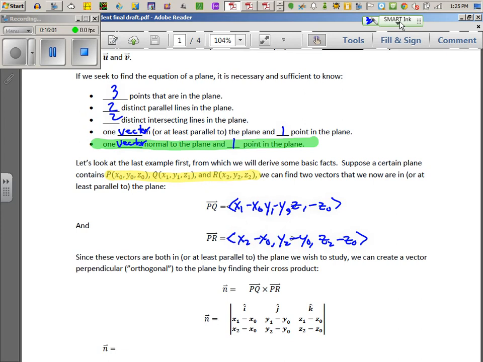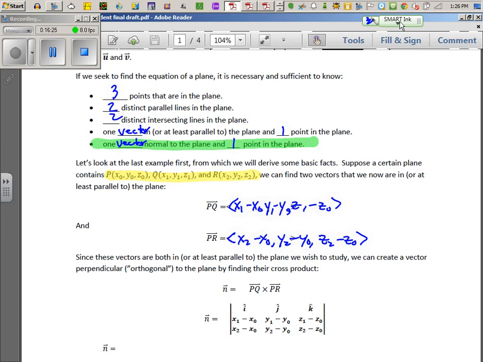Since these vectors are both in, or at least parallel to, the plane we wish to study, we can create a vector that's perpendicular to them by cross-producting them. So, finding a cross product. Remember we said the cross product will give us a third vector perpendicular to both of these? Our goal is to create one vector normal to the plane, so we want to take the cross product of these two.